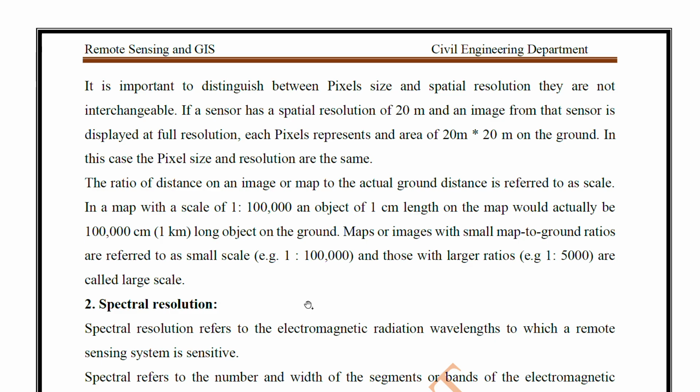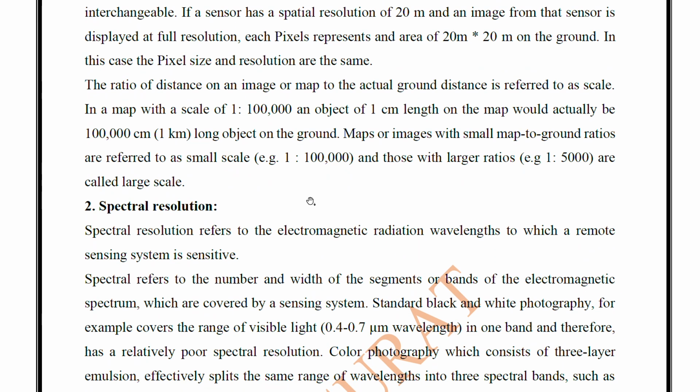The ratio of distance on an image or map to the actual ground distance is referred to as scale. In a map with a scale of 1 to 1 lakh, an object of 1 centimeter length on the map would actually be 1 lakh centimeters, which is a 1 kilometer long object on the ground. Maps or images with smaller map to ground ratios are referred to as small scale, and those with larger ratios are called large scale.